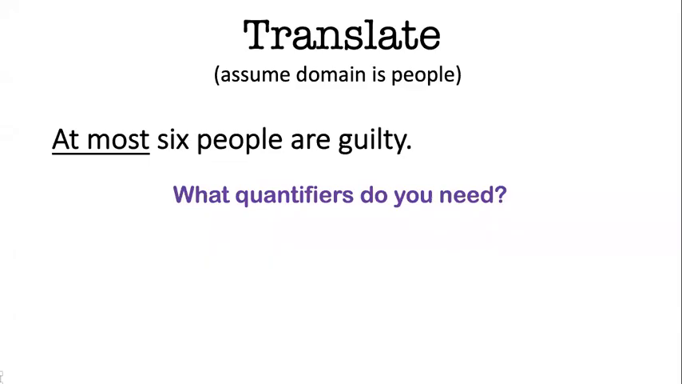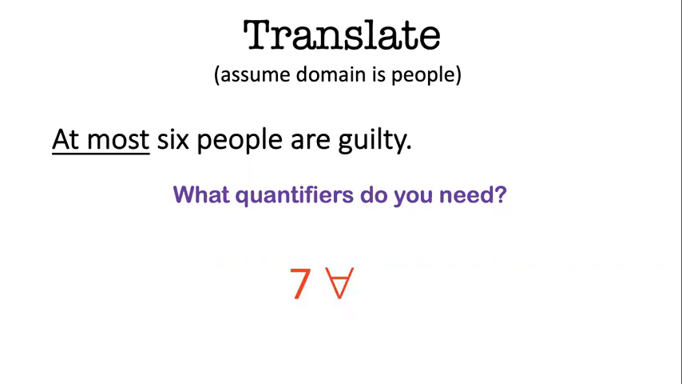Hi folks, in this video we continue numerical translation by looking at the phrase "at most." For example, see if you can translate "at most 6 people are guilty." If you tried to write that out, how many quantifiers and what type would you need? Pause your videos to see if you can figure that out. Okay, let's talk about the answer.